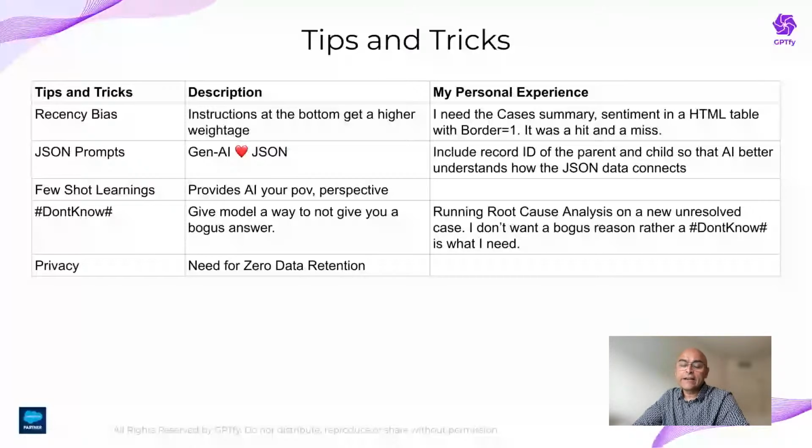But then I realized that sending IDs is actually very beneficial. So I would recommend that if you are writing JSON prompts and sending JSON, then you must send the record IDs, the 18-digit IDs, and also the parent IDs.